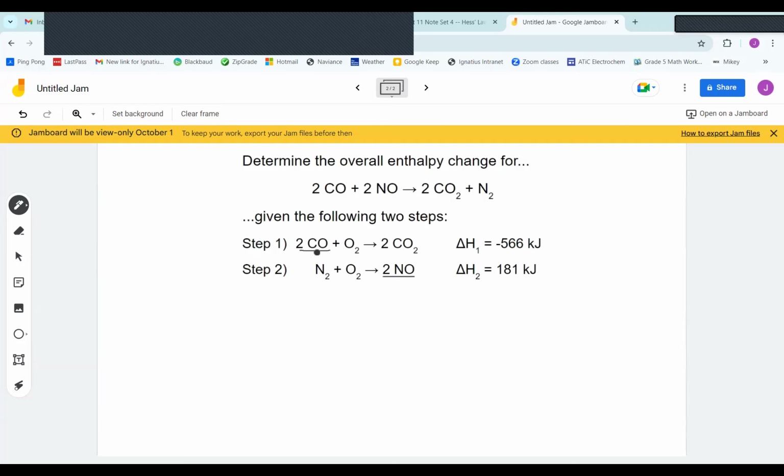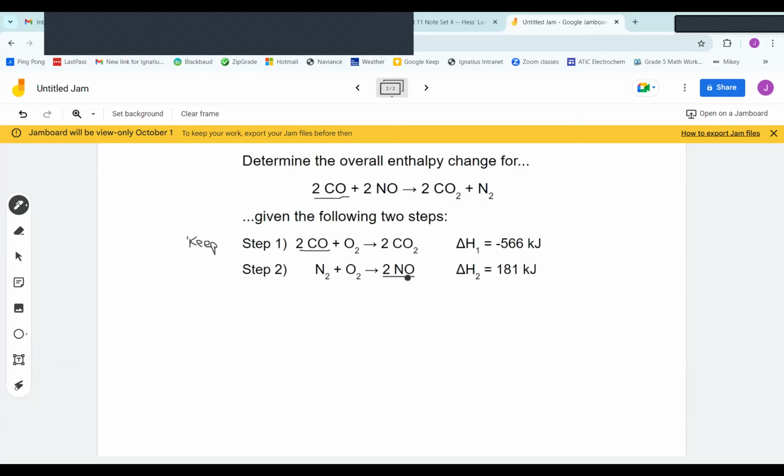If in step 1 we pick the anchor, or the substance to look at, of CO, I notice that it's on the left side of the equation in step 1, and it has a coefficient of 2, and that matches its position and coefficient in the overall equation. Therefore, we should keep step 1. Don't change anything about step 1.